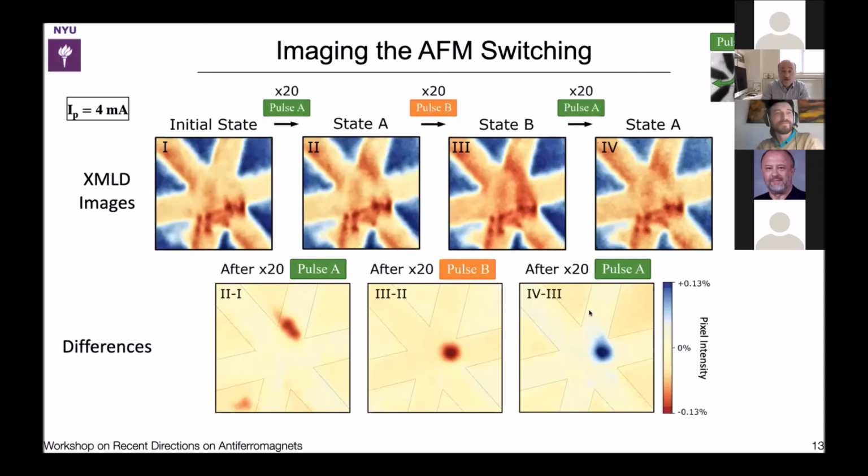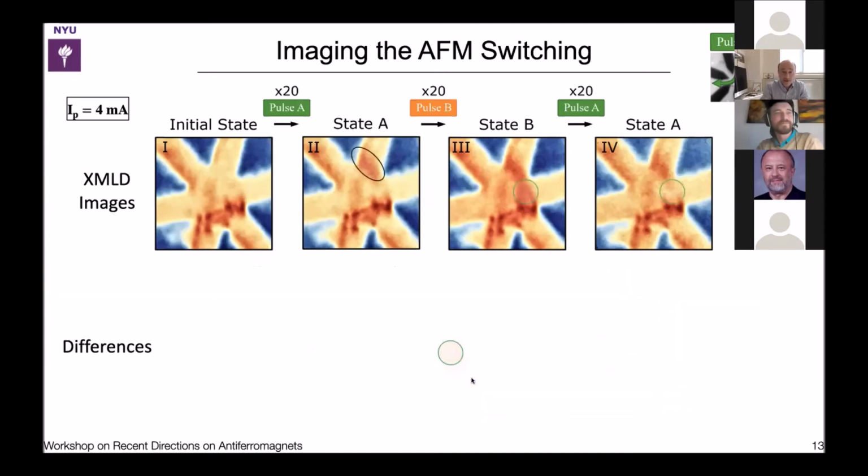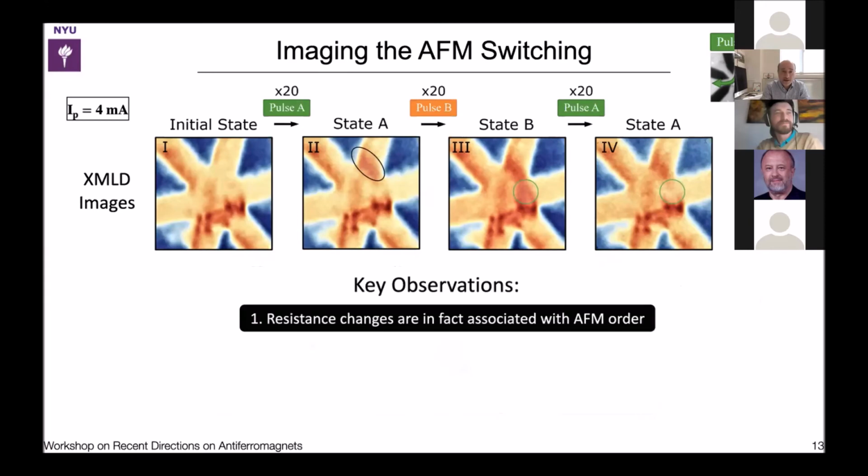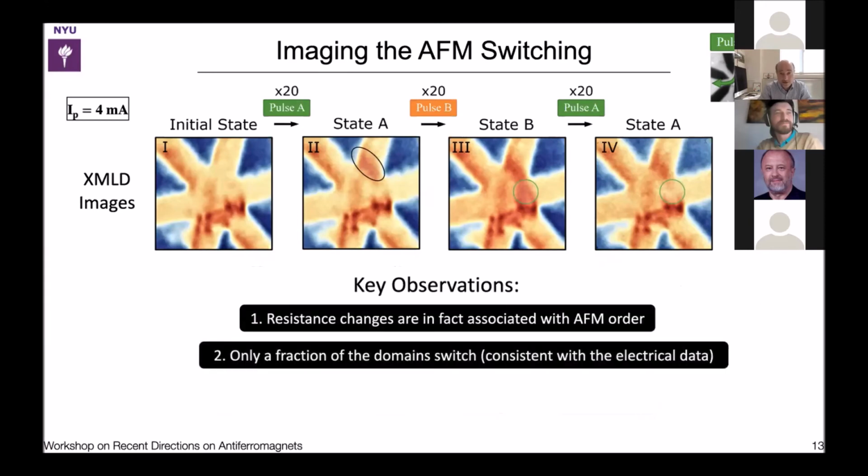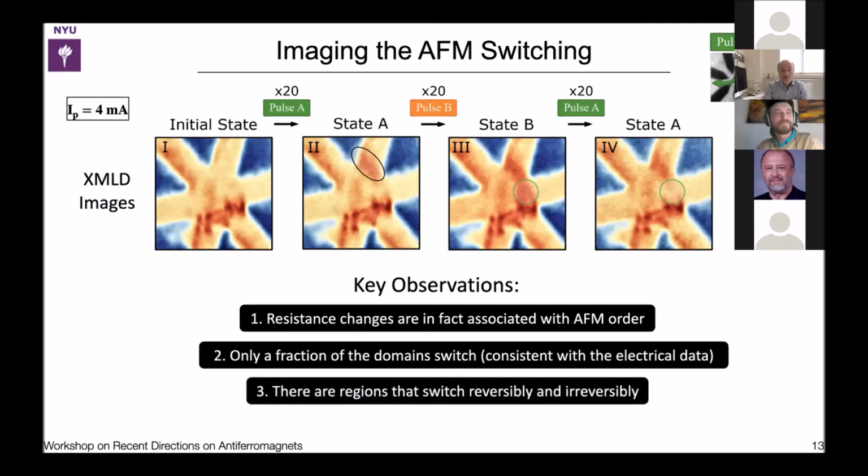And we can also go further into detail. I'll show you in a moment. So this shows, yes, there are indeed changes in the antiferromagnetic order. The key takeaways here are that resistance changes are indeed associated with changes in antiferromagnetic order. Only a fraction of the domains switch, which is consistent with the electrical data. And there are regions that switch reversibly and also regions that switch irreversibly.